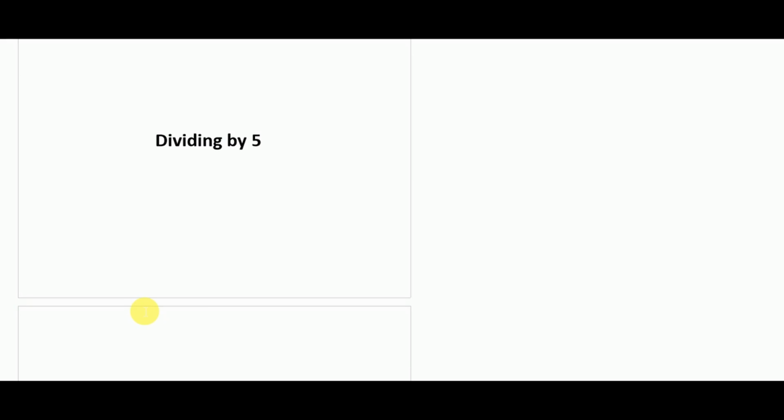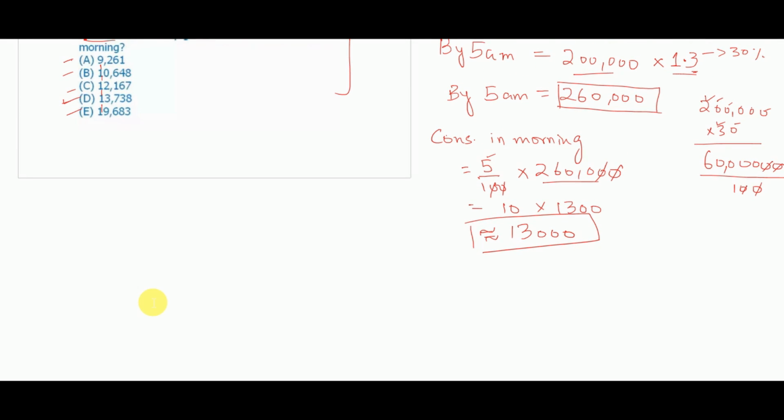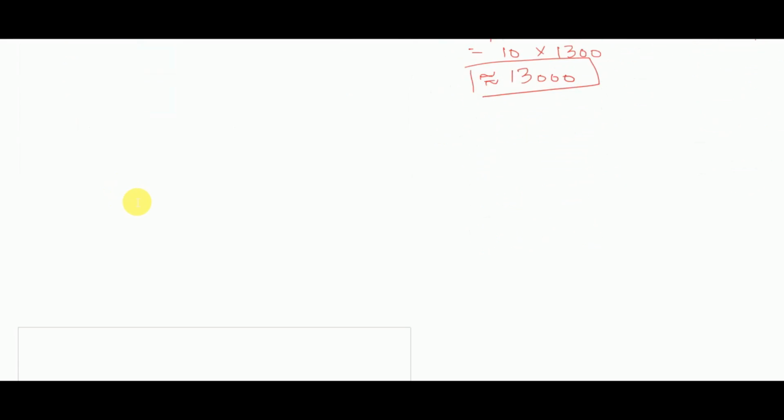Alright, so let's see how you can easily divide numbers by 5. Generally dividing a number by 5 is easier, but we just saw in this example that I doubled one number and halved the other number. So let's see formally how you can make your division by 5 easy.